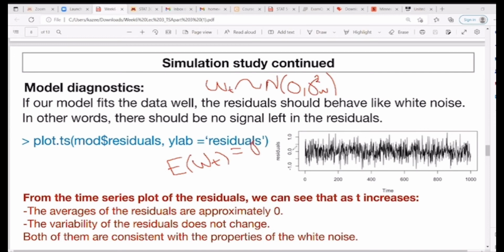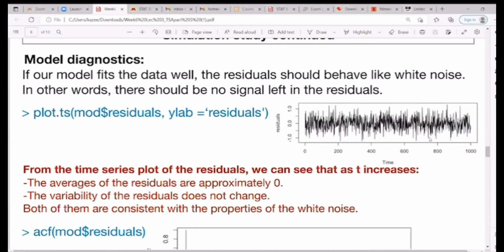Take a look at this. You're going to see that it is fluctuating around 0. In a situation where that happens, it means your model behaves well. That is what I'm trying to say here: the averages of the residual are approximately 0. And not only that, the variability of the residual does not change. It's not like what you have in linear regression.